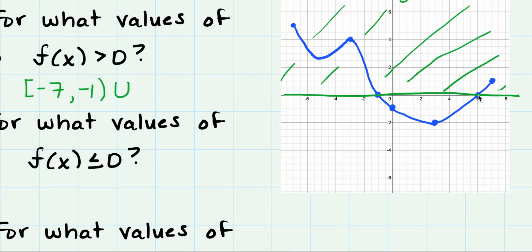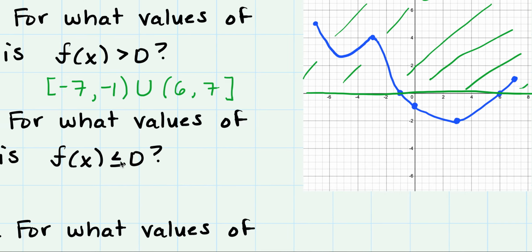But then from 6 to 7, we are greater than 0. So from 6 with a parenthesis, because we're not equaling 0 here, to 7. And we can equal 7 because the point right here is above 0.